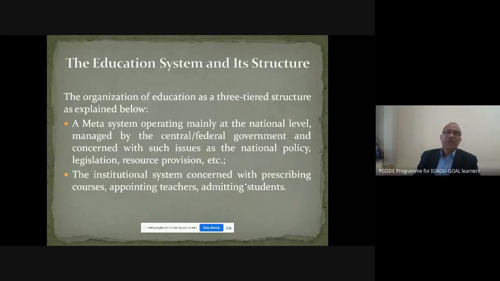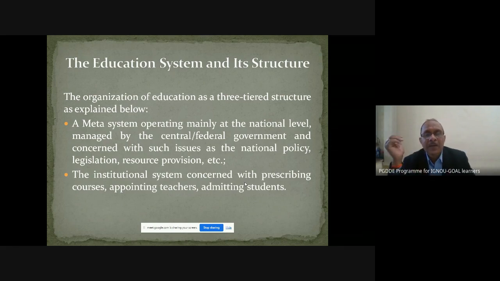Education systems and structure: I think the education system in any country operates at different levels, whether 2 levels or 3 levels. One is the meta system, operating mainly at the national level. In my country, as I explained, we have the Ministry of Education, and under that various agencies, the UGC and AICTE, managed by the central federal government. National policies are coordinated by the central government, and the provincial governments also play a role in education systems. From the union government, coming to the provincial government, then to the local authorities and local agencies, and ultimately to the institutional systems.